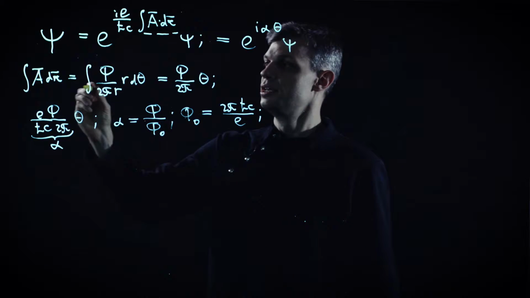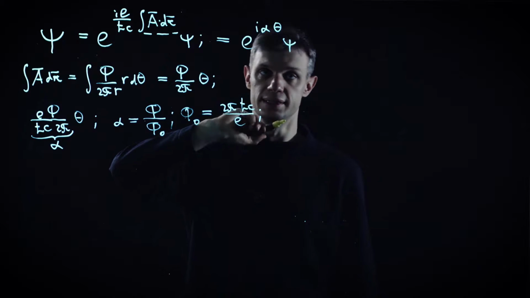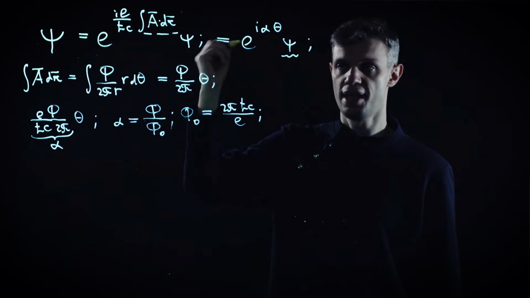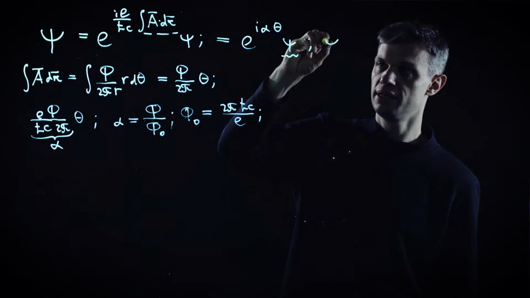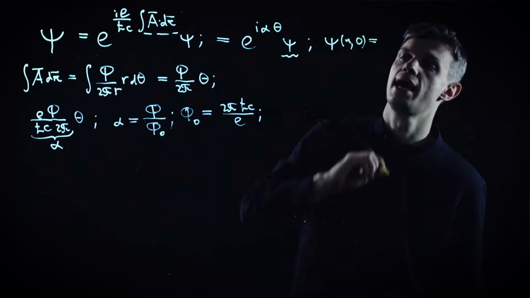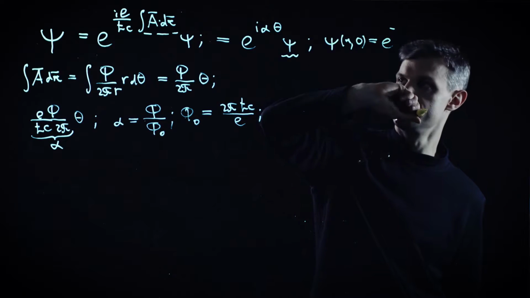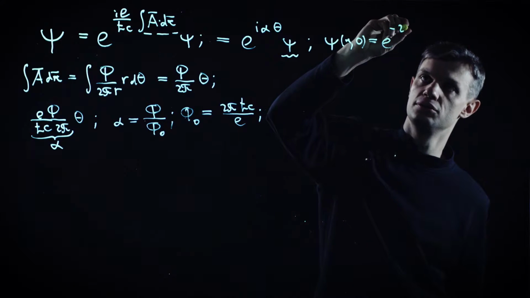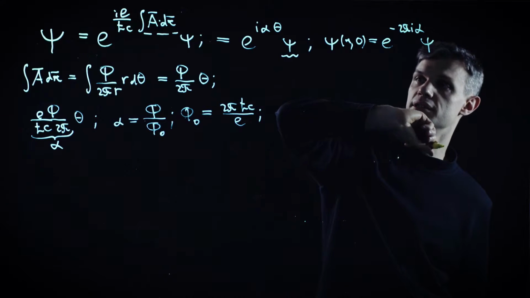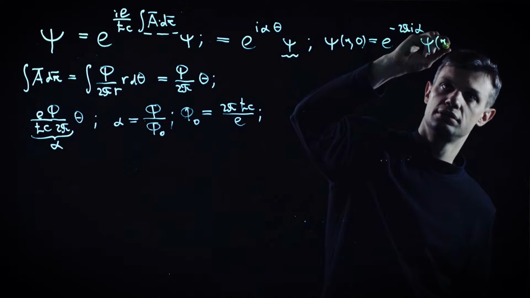So in order for the capital psi function to be periodic in polar angle theta, this small psi function should be so-called semi-periodic, meaning that psi of r, theta equals 2 pi should be equal to e to the minus 2 pi i alpha times psi of r, theta equals 0.